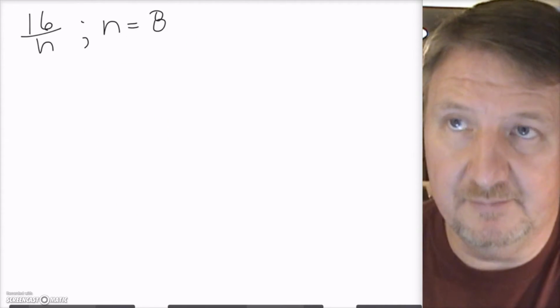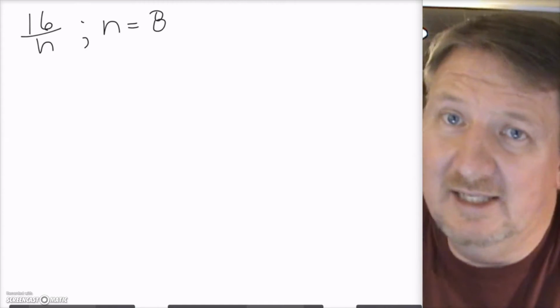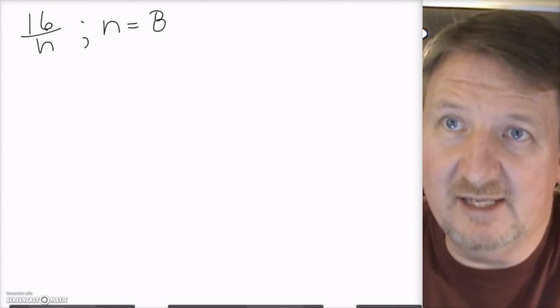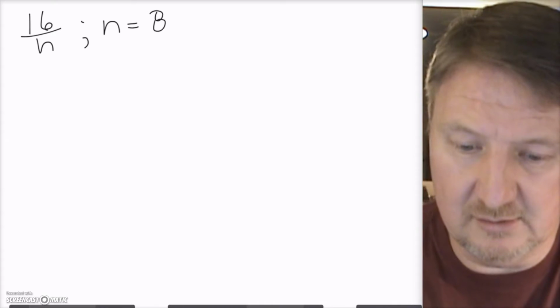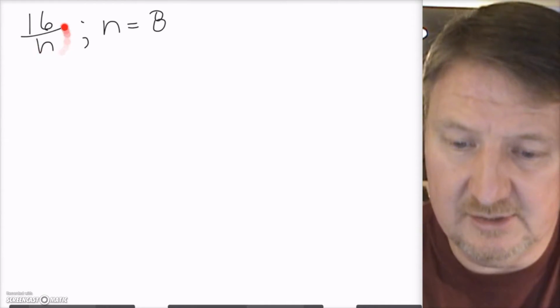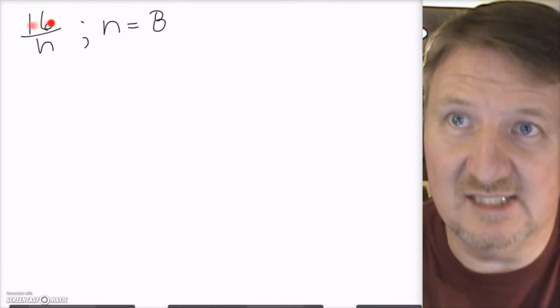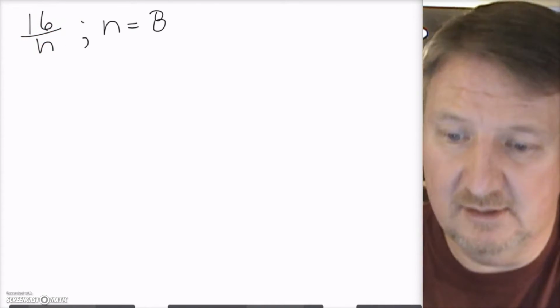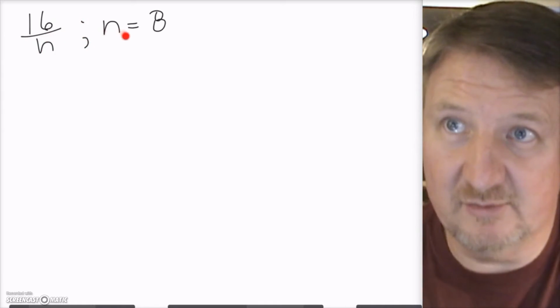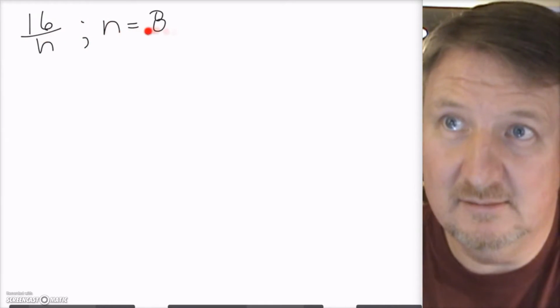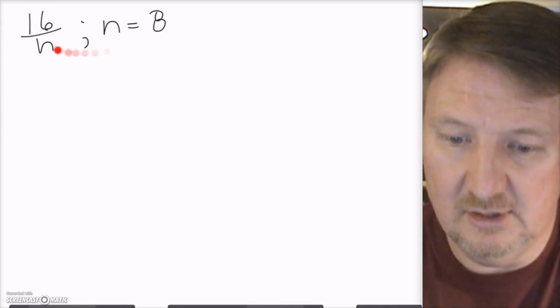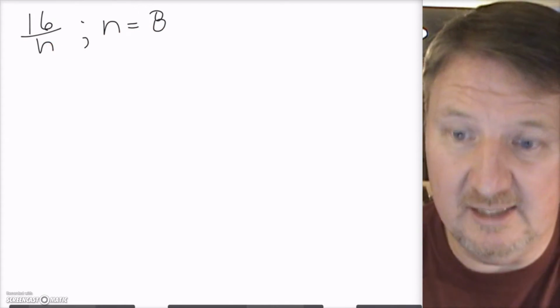Let's look at the next one. Now this is a fraction. That doesn't make it any different. We still have to find the answer. So my problem is 16 over n, which means 16 divided by whatever the value of n is. Once again, a semicolon separates this from this. This n says it's equal to 8. So I have to plug in 8 for n.